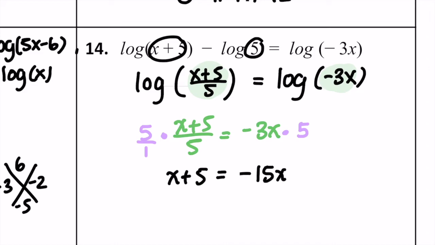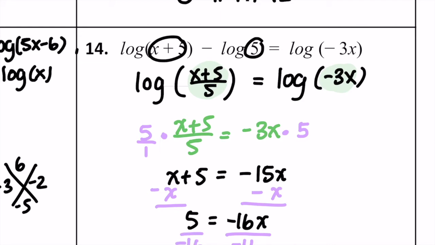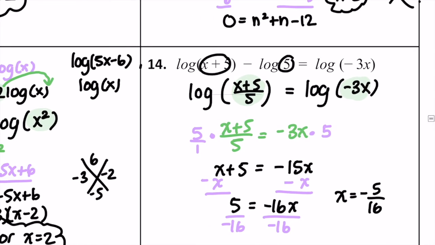From here, I'm going to subtract x on both sides, and I'm going to end up with 5 is equal to -16x. I'm going to divide both sides by -16, and I'm going to get x is equal to -5/16. I'm going to check to see if that works. Does that work for all of the logarithms I have? If I plugged it in here, this would be positive. If I plugged it in here, it would be positive. So this is a good answer. It doesn't make any of the logarithms negative inside.